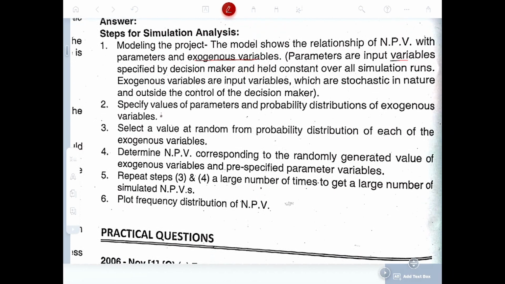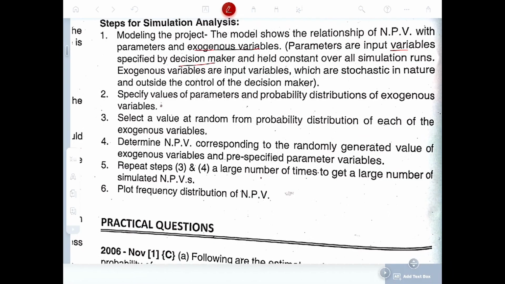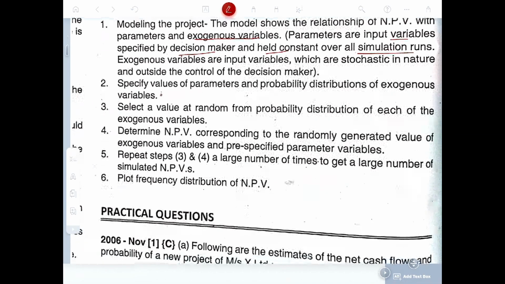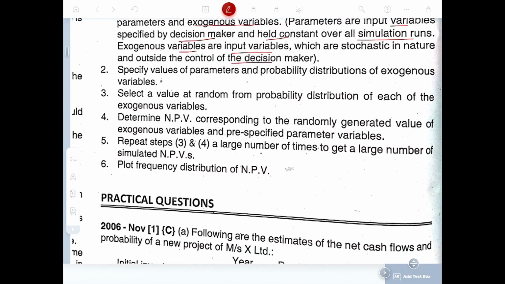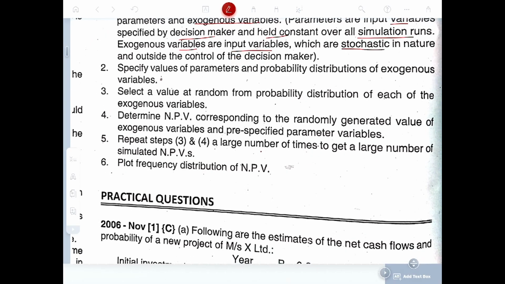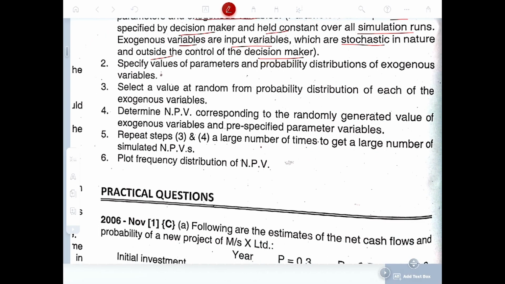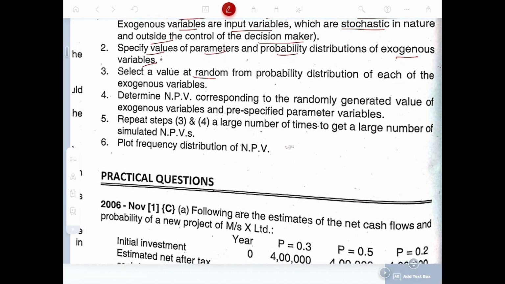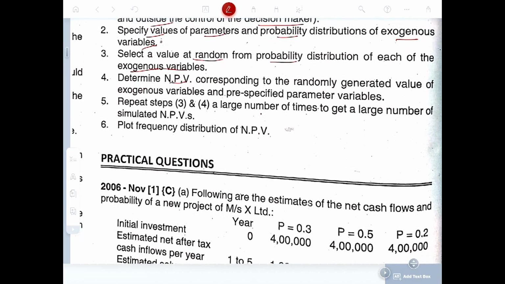The parameters of input variables, specified by the decision makers, are held constant over all simulation runs. The exogenous variables are the input variables, which are stochastic in nature and outside the control of decision makers. Specify the values of the parameters of the probability distribution of the exogenous variables. Select a random value from the probability distribution of each of the exogenous variables. Then compute the net present value corresponding to the randomly generated values of the exogenous variables and the pre-specified parameter variables.